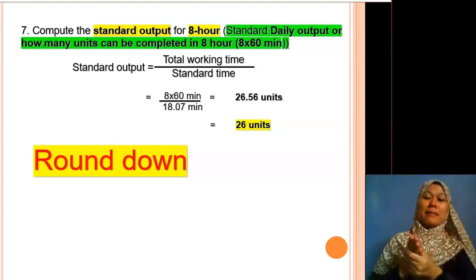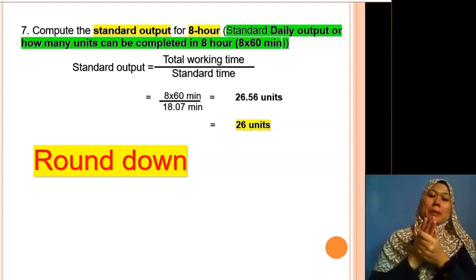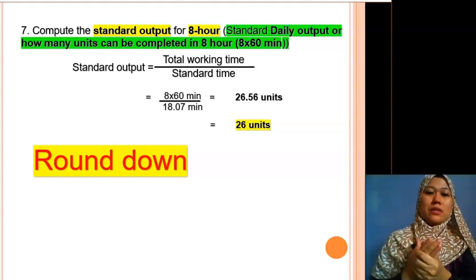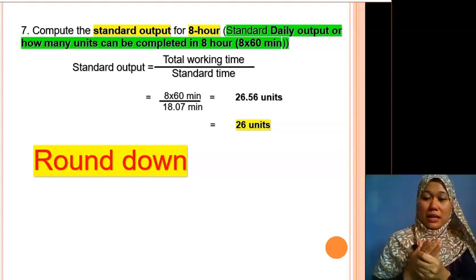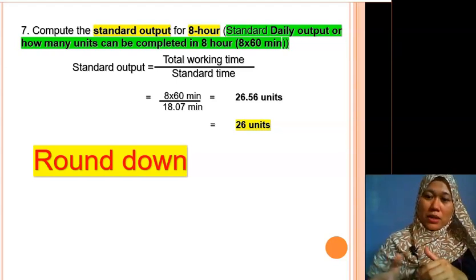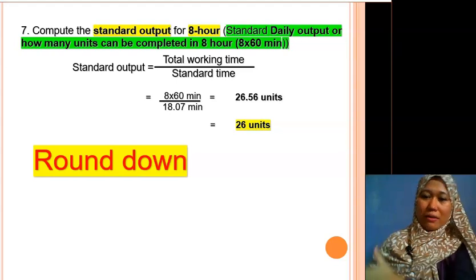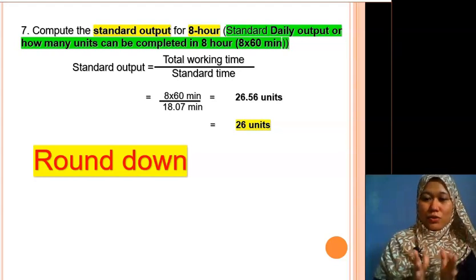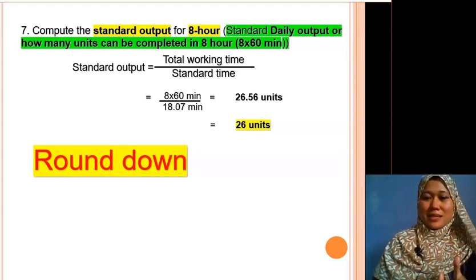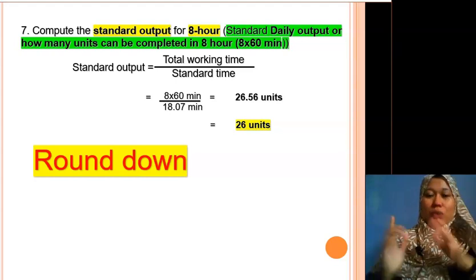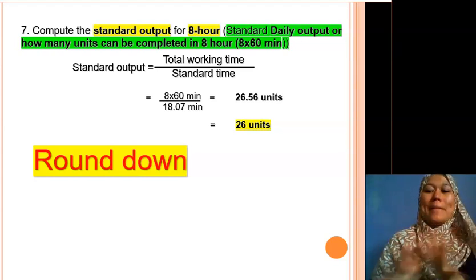Let's say the boss comes and checks. You told me you got 27 because you rounded up. Then the boss says, okay, I want to check. So he comes and checks how many sets you completed. You only completed 26 and a half, 0.56. So he says, no, you said 27. So to be safe, you need to report 26. After 8 hours of working, only 26 units were completed.